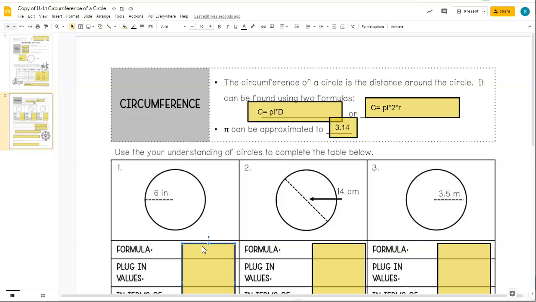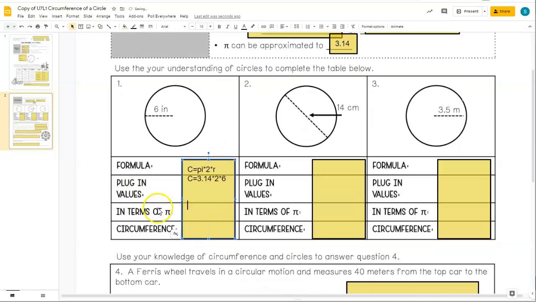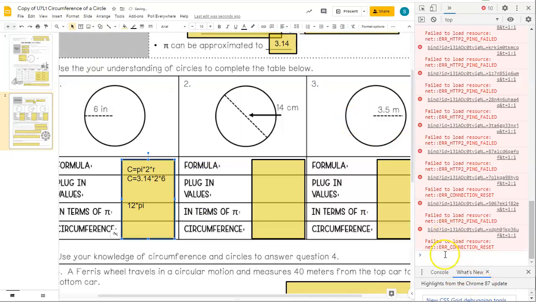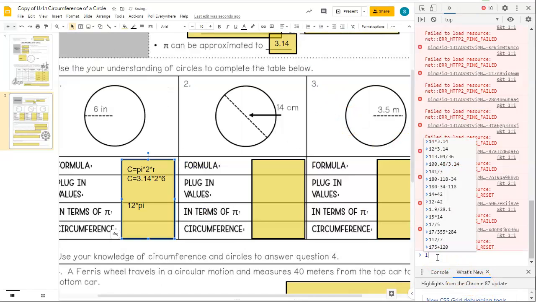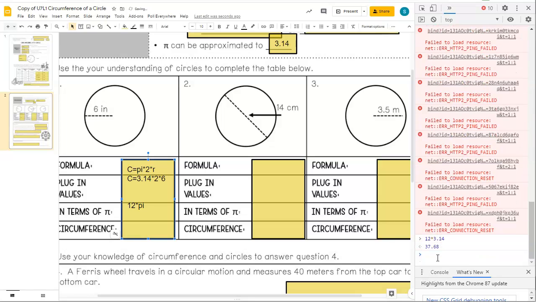And we see C equals pi times 2 times r. We plug in the values, so our C equals 3.14 times 2 times 6. If we wanted to measure it in terms of the number of pi's, that would actually be 12 pi's. And if we figure out what 12 times pi is, I'm going to pull up a little calculator here. 37.68.